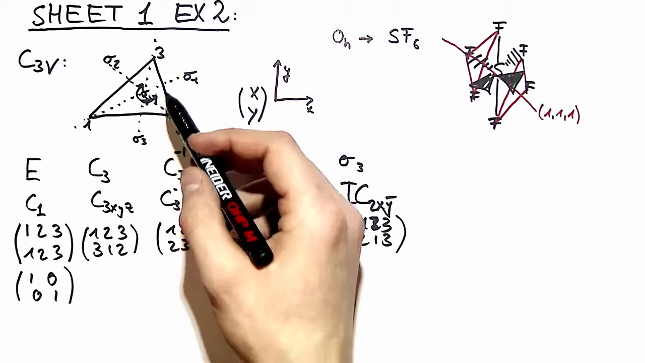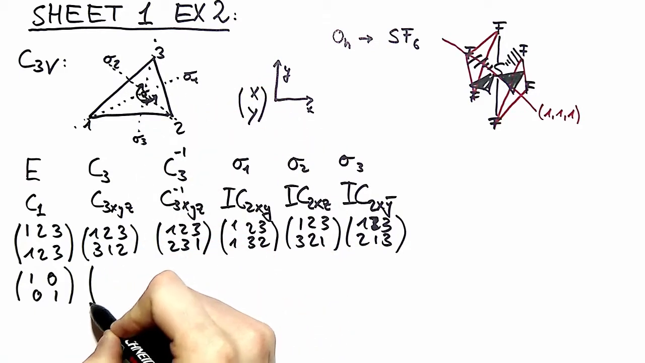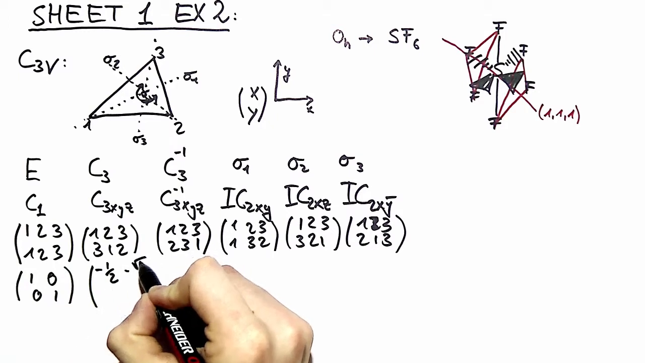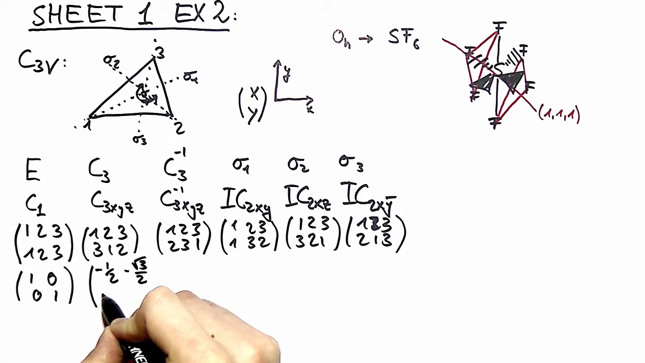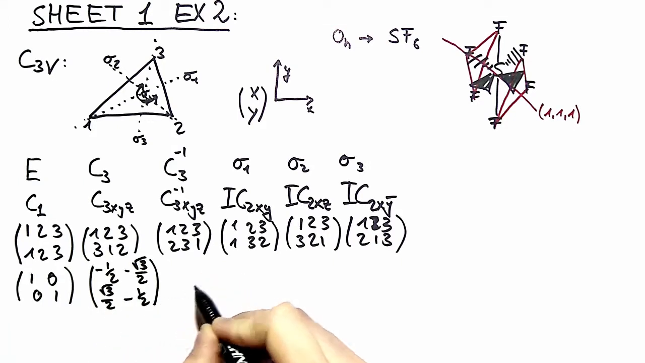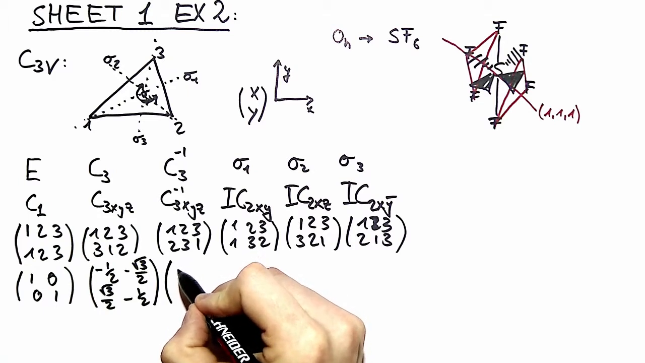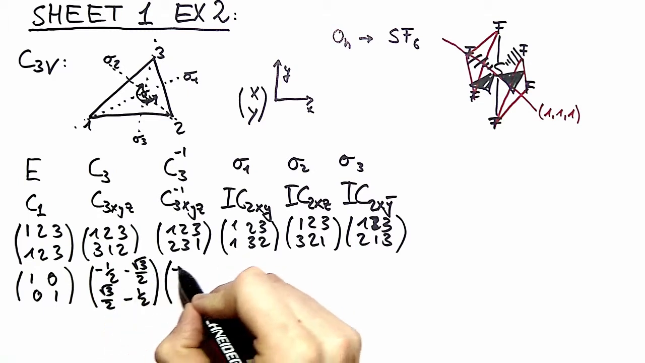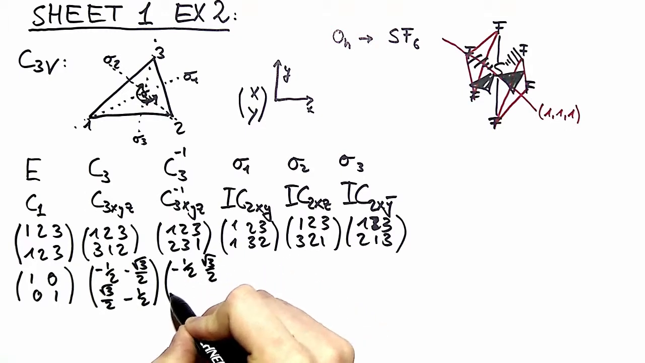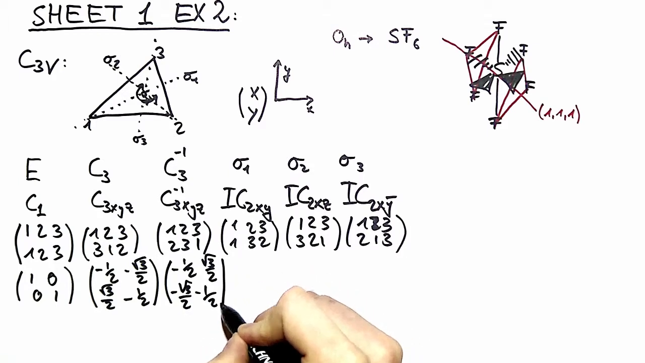If we think of those distances, it's easy to construct those matrices. Then this is -1/2, minus square root of 3 over 2, square root of 3 over 2, -1/2, and here we switch those two: 1/2, square root of 3 over 2, minus square root of 3 over 2, -1/2.